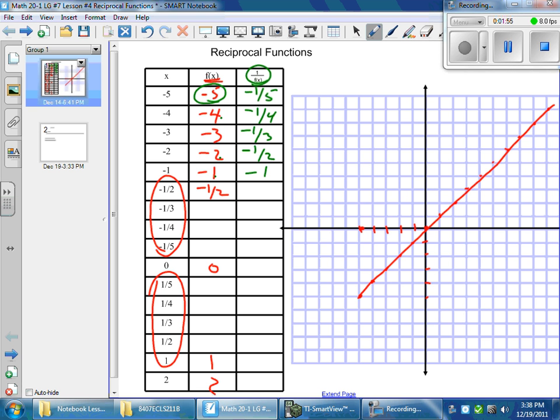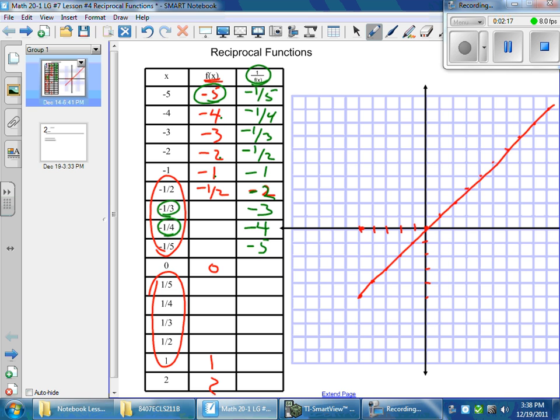Now, here's why I left the circled section out, because normally it would be -1/2, right? But what's the reciprocal? The reciprocal would be -2. Isn't that interesting? So that'd be -2 here. What's the reciprocal of -1/3? That's going to be -3. Reciprocal of -1/4, it's going to be -4. Reciprocal of -1/5 is -5.